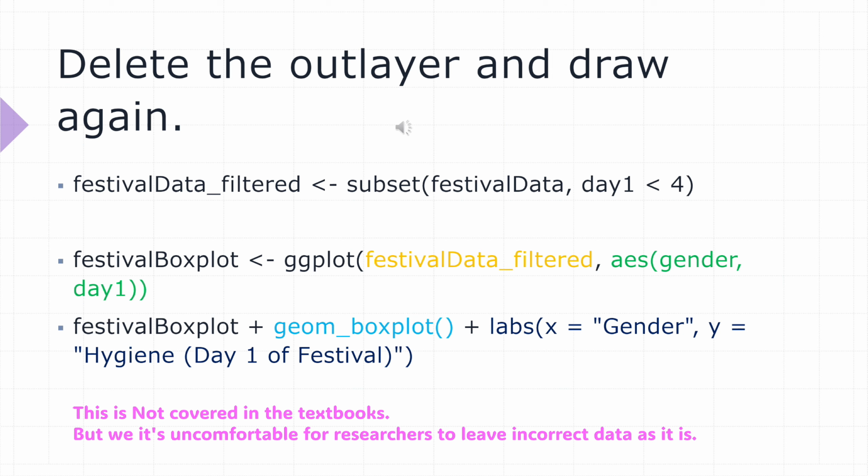Here is how to drop samples with a clear rule. Create a new data set named Festival Data Filtered. Filter records where day 1 is strictly less than 4 because the scale maximum is 4. In some research, the mean plus or minus 3 standard errors is used for data filtering. We'll then repeat the plotting using the filtered data set. Only the yellow data reference changes to the filtered name.